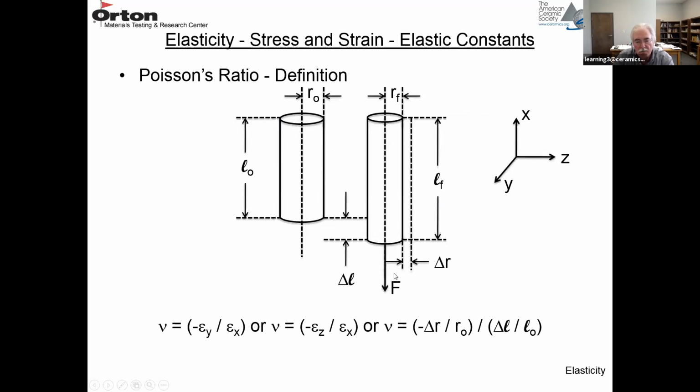And we apply a force, apply a load to this material, the cylinder, it becomes elongated. So we have a final length LF and an increase in length delta L. But the volume of the material remains constant, so it shrinks in the radial direction by an amount delta R. So we have an initial radius R0, a final radius RF, which is smaller than R0, and a decrease in the radius delta R.